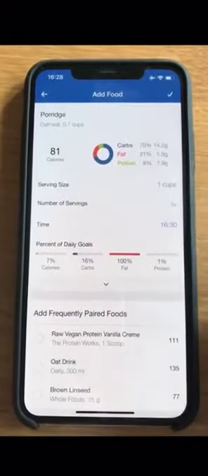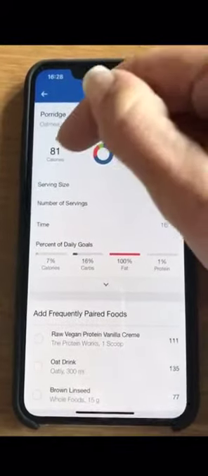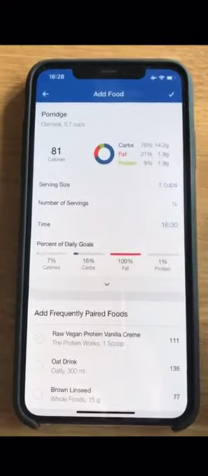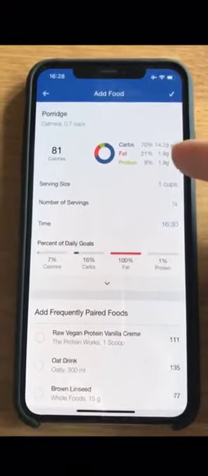So you say, okay, I'm going to have a quarter of a cup of oatmeal, and you look and you say, oh, okay, it's only 81 calories. That's great. 14 grams of carbs. It's not too high. Only 1 gram of fat, but not very much protein.